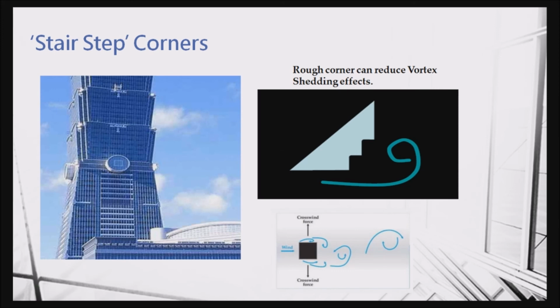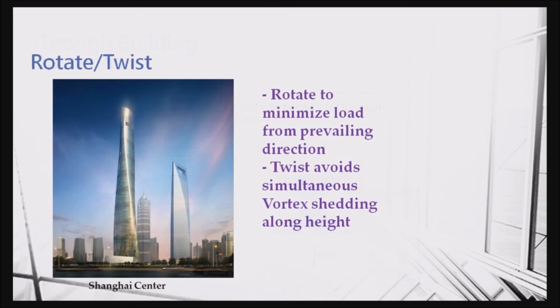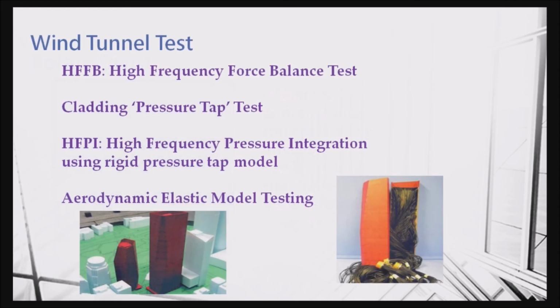For example, for the 101 building, they have rounded corners, and then they can reduce the vortices. If there are some openings, it is even better. You can see the difference between buildings with openings or without openings. Sometimes if the building shape changes a little bit, it can help reduce the vortices. And for a super tall building, most likely we will do wind tunnel tests to investigate the values of the actual wind. That's why wind tunnel tests should be done for super tall buildings.